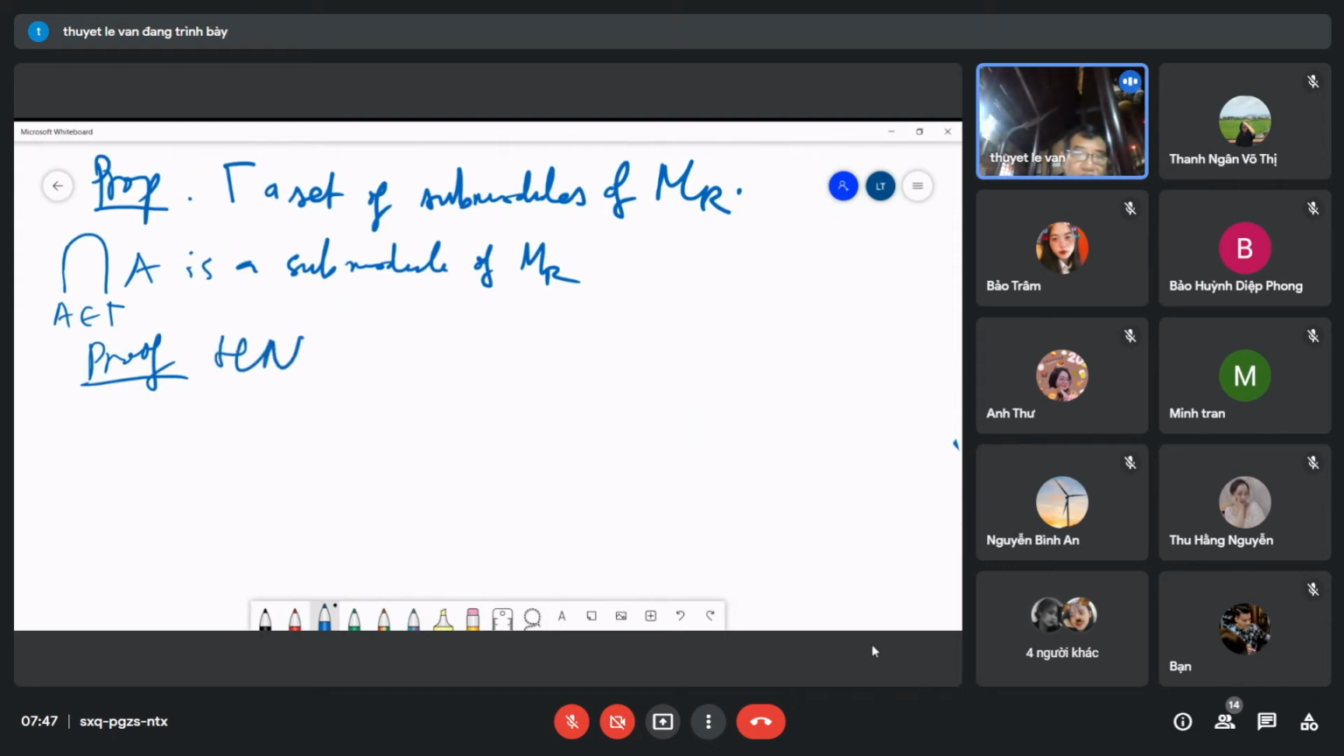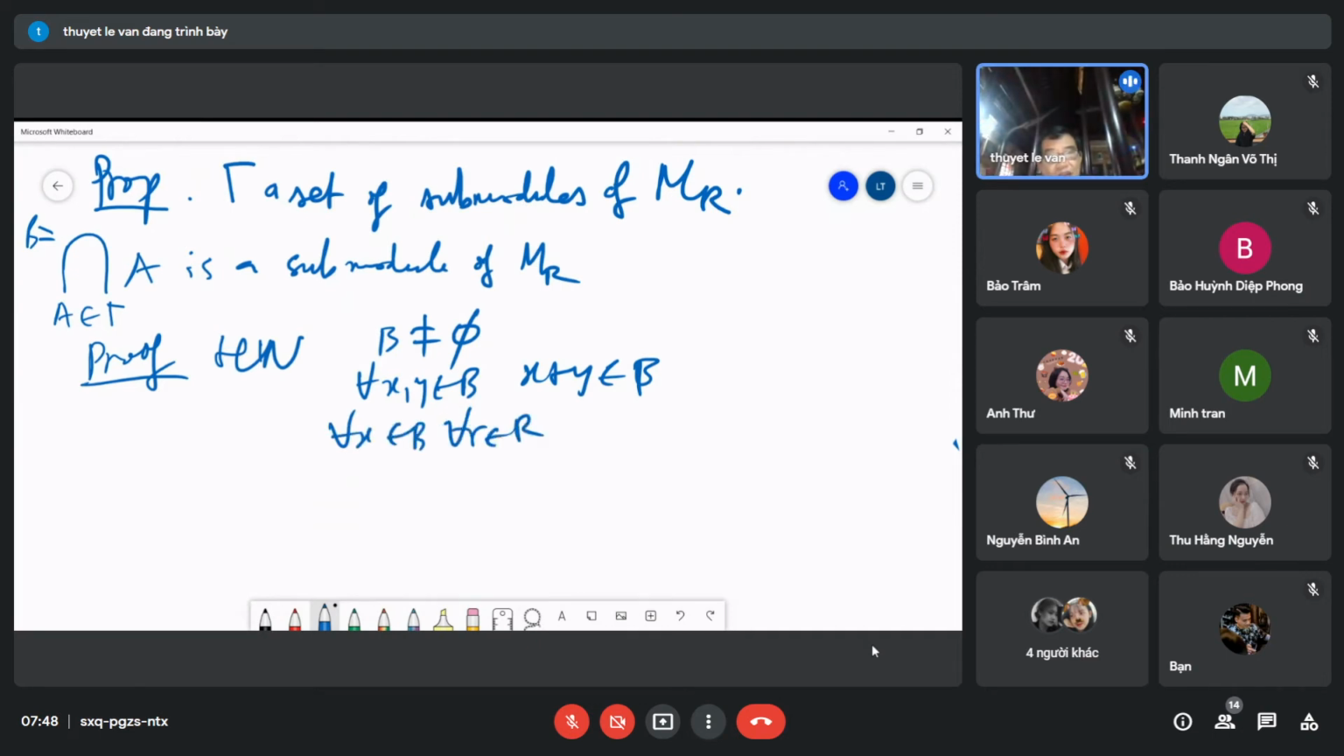The characterization you can prove in the homework. Take the set B, and then you prove that B is not equal to the empty set; for every x, y in B, you prove that x plus y is in B; and for every x in B and every r in R, you prove that xr is in B. So you prove it at home.